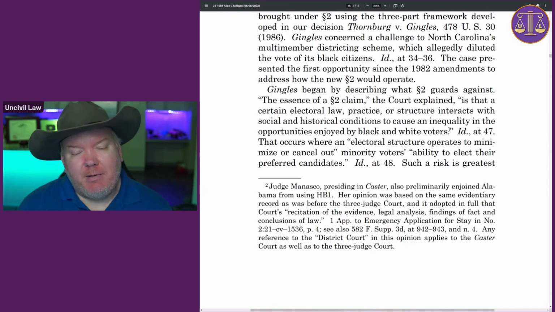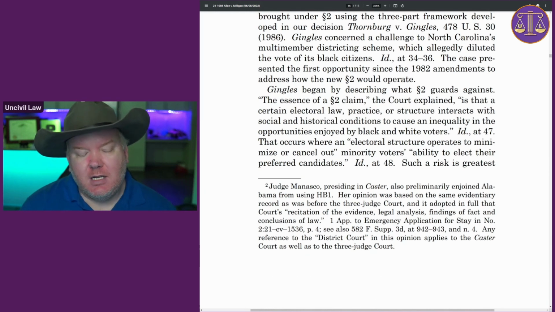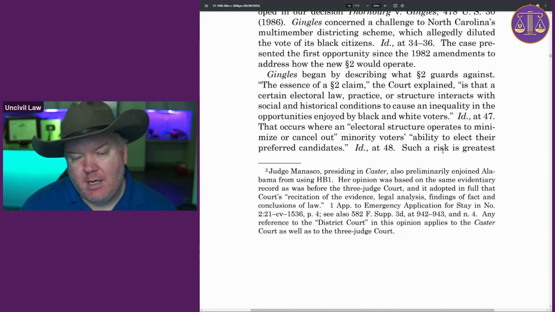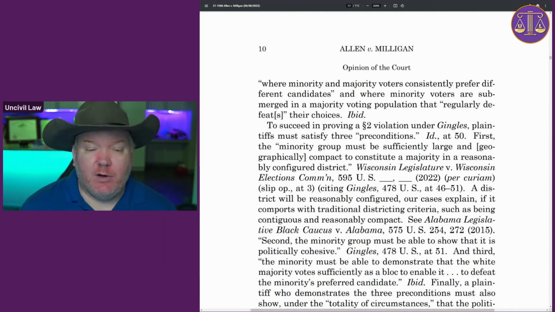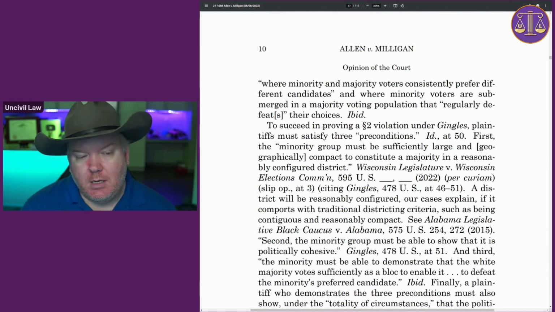The case began by describing what Section 2 guards against. The essence of a Section 2 claim, the court explained, is that a certain electoral law, practice, or structure interacts with societal and historical conditions to cause an inequality in the opportunities enjoyed by Black and white voters. That occurs when an electoral structure operates to minimize or cancel out minority voters' ability to elect their preferred candidates. Such a risk is greatest when minority and majority voters constantly prefer different candidates, and when minority voters are submerged in a majority voting population that regularly defeats their choices.